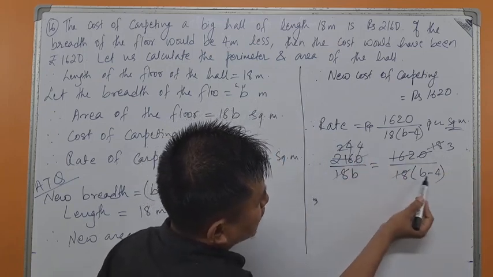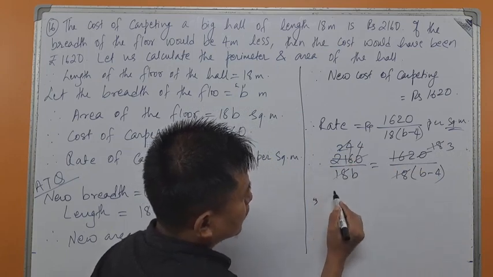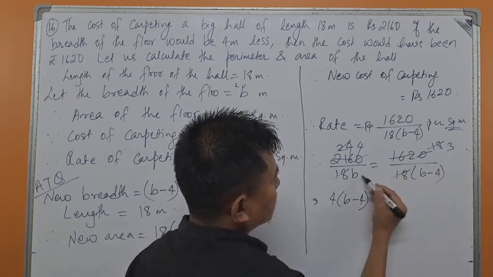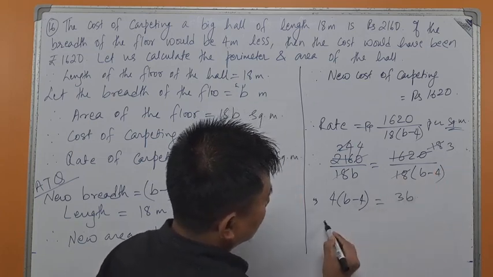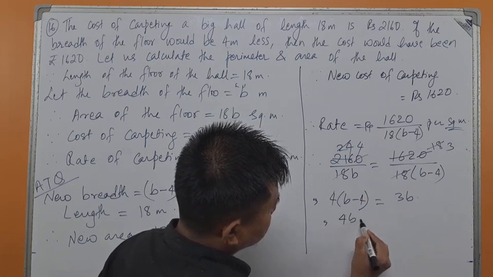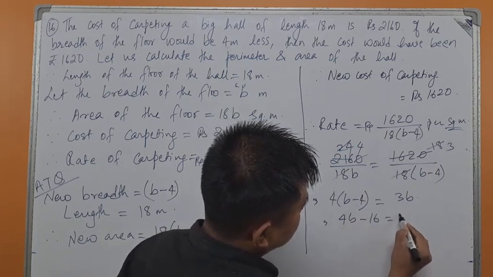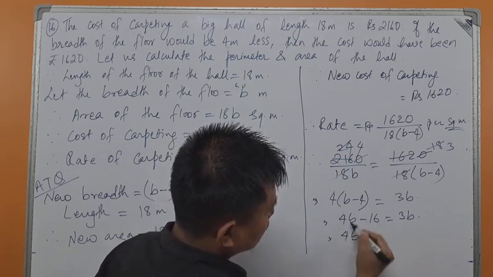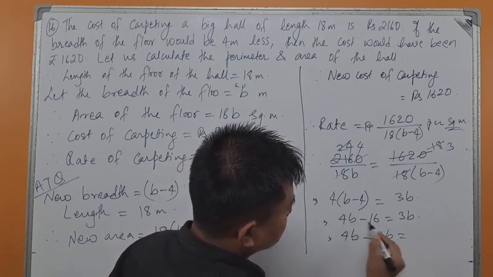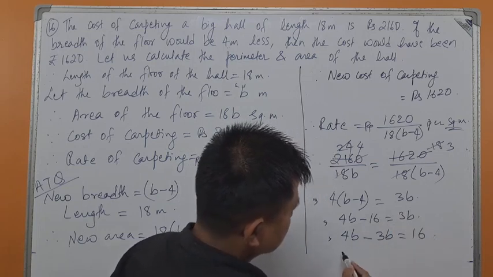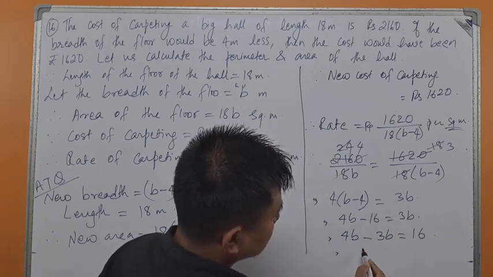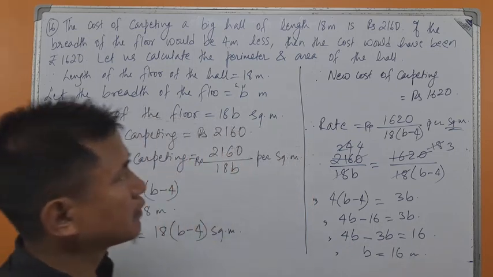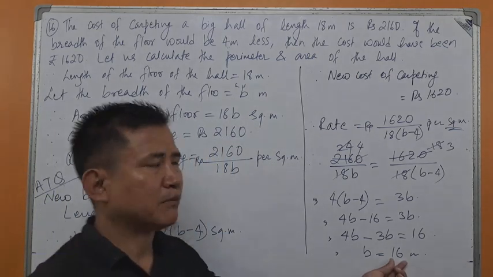Now 4 into B minus 4. This cross multiplies with 4. 4 into B minus 4 equal to 3 into B, that is 3B, or 4B minus 4 4s are 16 equal to 3B. Bring 3B to the left hand side, and minus 16 goes to the right hand side, plus 16. 4B minus 3B is B equal to 16 meters. So we got breadth of this rectangular floor as 16 meters, isn't it?